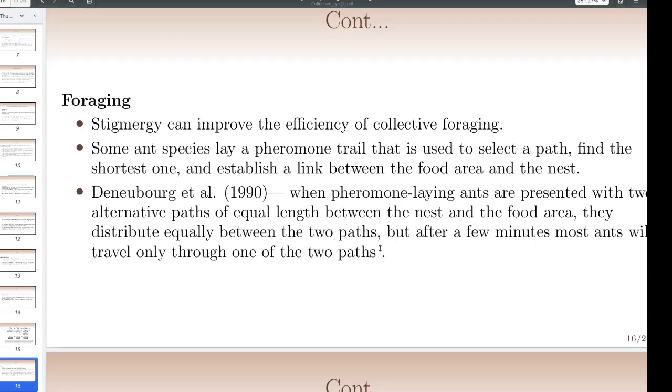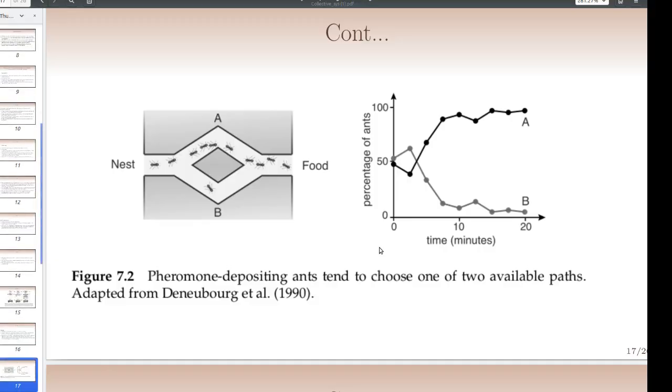When pheromone laying ants are presented with two alternative paths of equal lengths between the nest and the food area, initially all the ants are distributed equally between the two paths, but after a few minutes most of the ants travel only through one of the two paths. This slide shows the pictorial representation of the idea. We can see the pheromone depositing ants tend to choose one of the two available paths between nest and food.